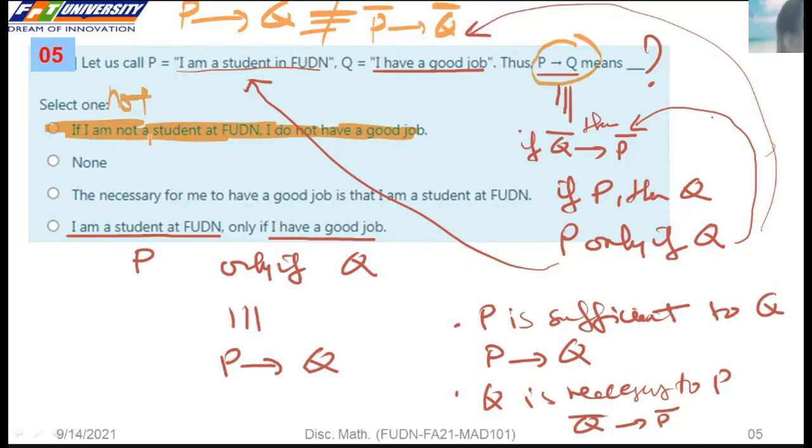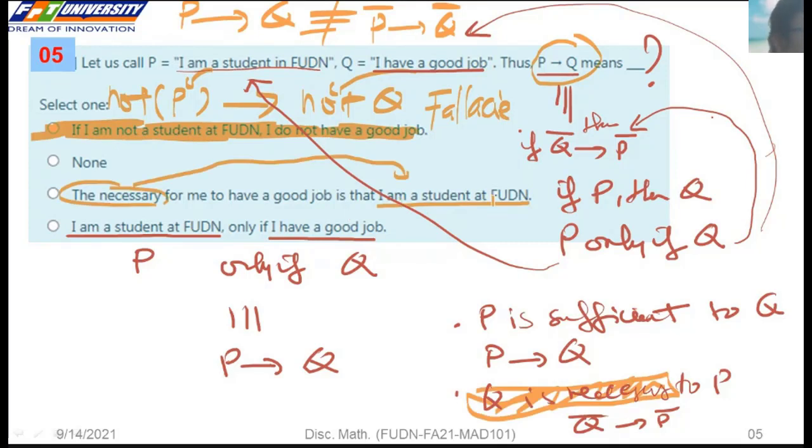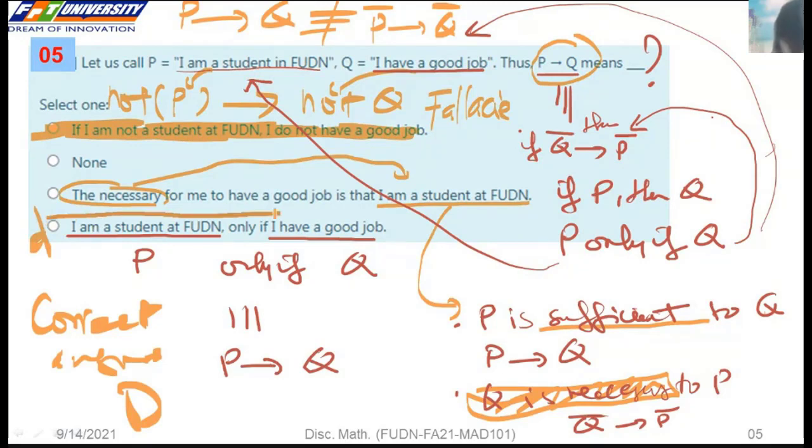When I am not a student at UDN, it means not P. So I do not have a good job, not Q. So this is a fallacy. Đó là một cái ngụy biện. I am a student at UDN is sufficient to have a good job. Các bạn còn nhớ là ngôn ngữ logic nó khác với ngôn ngữ tự nhiên. So D is the correct answer.